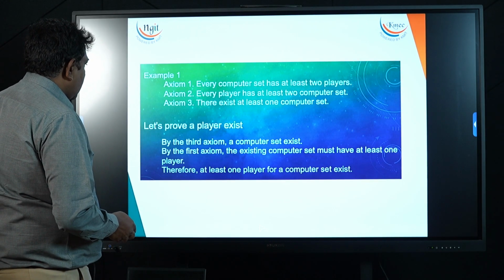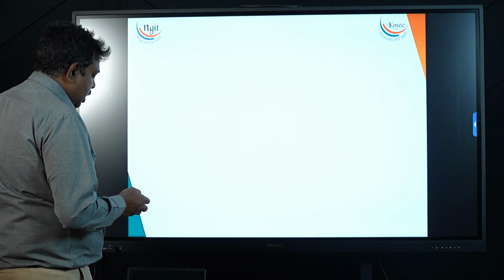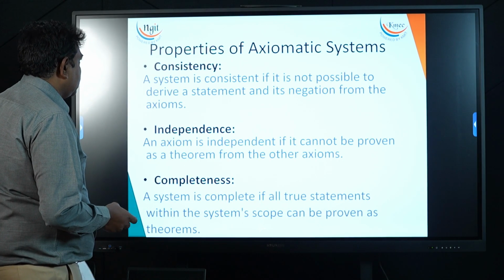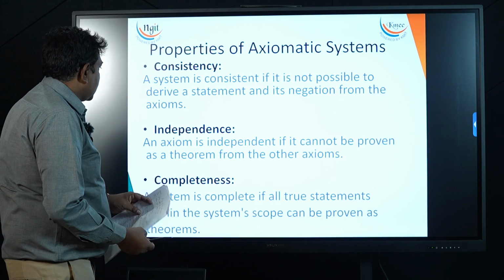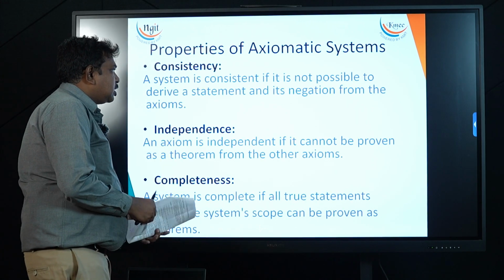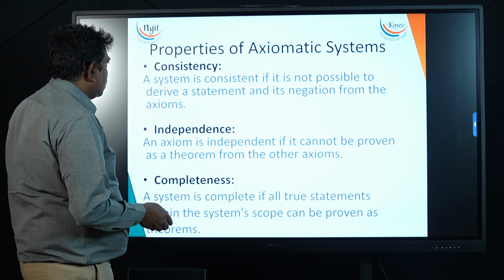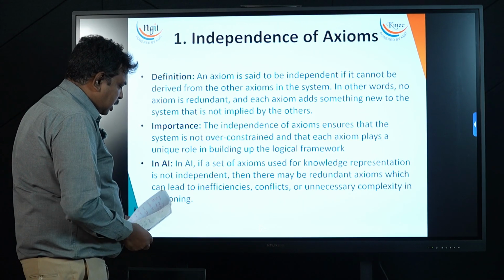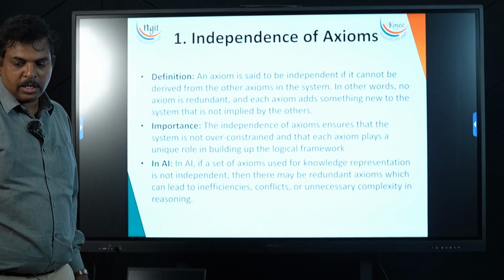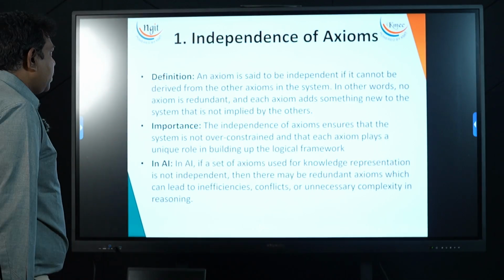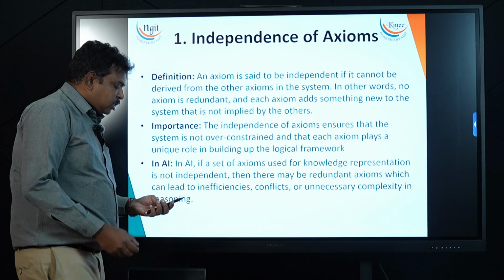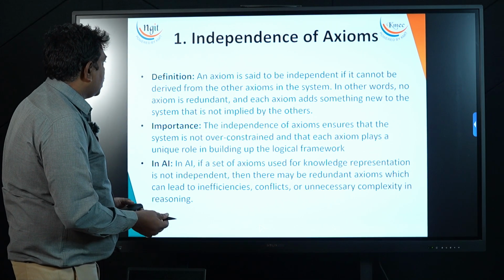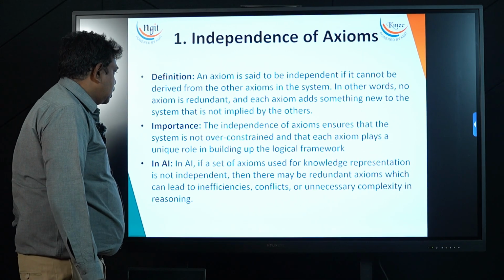Now when we are making an axiomatic system and proving new theorems, we have to take care of 3 properties. First property of an axiomatic system is independence of an axiom. An axiom is said to be independent if it cannot be derived from other axioms in the system.